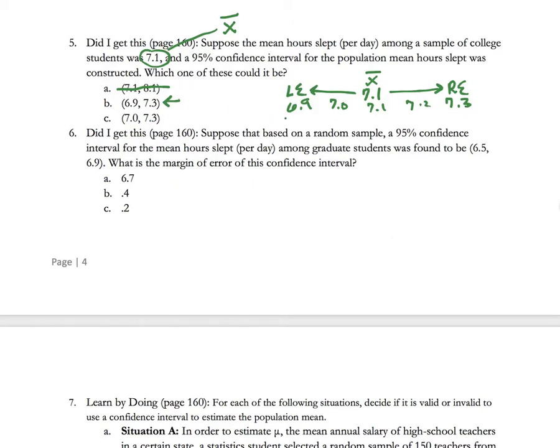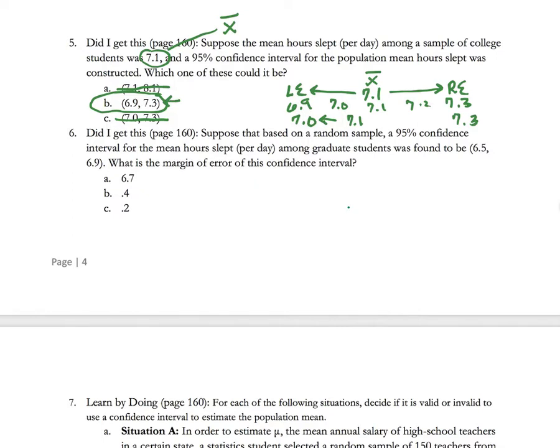Let's just look at the last one. If 7.0 is the left-hand endpoint and 7.3 is the right-hand endpoint, is 7.1 in the center? Well, no, it's not, because 7.1 is closer to 7 than it is to 7.3. So this one also does not have our sample value in the center where it's supposed to be. So our choice is B.